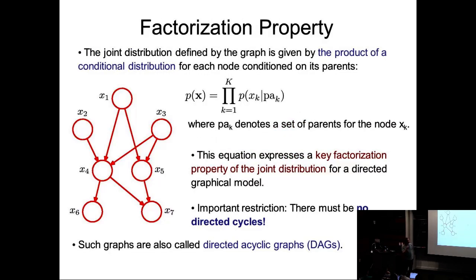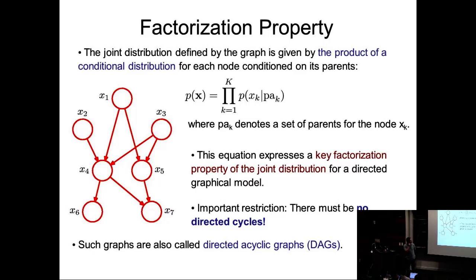Okay? So the joint distribution defined by the graph is given by a product of conditional distributions for each node conditioned on its parents. So it's always I'm looking at the node and I'm conditioning on my parents. Right? So now I can specify the joint distribution over all of these random variables as a bunch of these conditionals. P sub k denotes the set of parents for node x sub k. Right? So this is fairly straightforward.